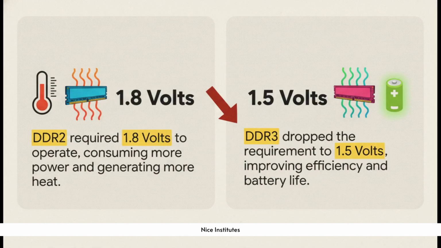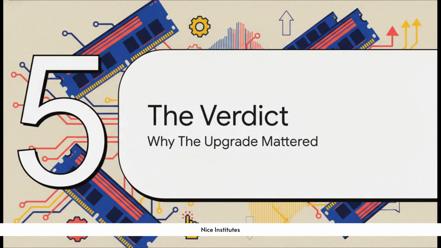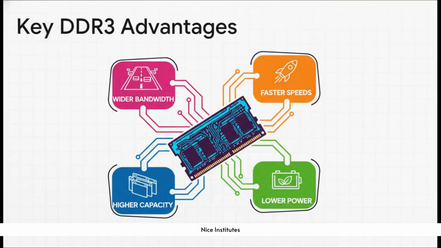A total win-win-win. So, specs are cool and all, but what did this actually mean for you, the person sitting in front of the screen? Why was this upgrade such a big deal? It really all boils down to this. Those faster speeds meant your apps loaded in a snap, and games ran way smoother. The wider bandwidth meant you could have a bunch of stuff open at once without your whole system grinding to a halt. And that lower power use? Cooler PCs and laptops that you didn't have to plug in as often. This wasn't just a number on a spec sheet. Upgrading to DDR3 made your entire computer feel better to use.